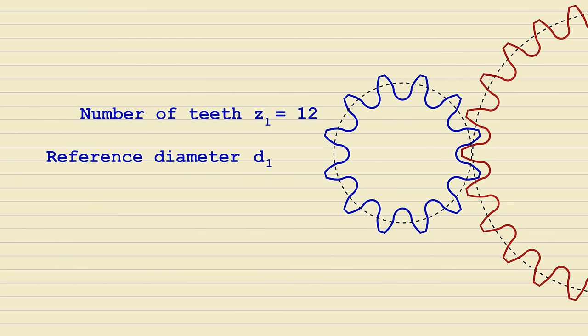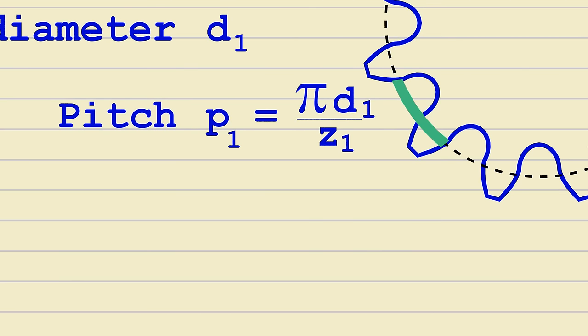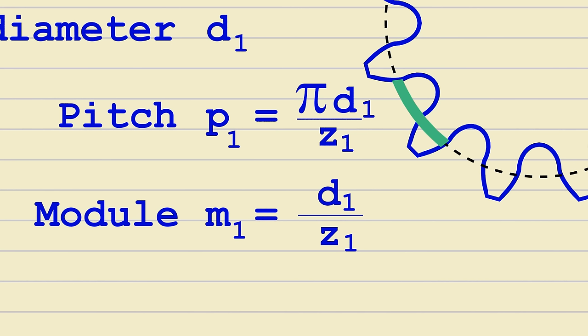An important gear measurement, called pitch, is the circular distance between two adjacent teeth as measured along the reference circle. Pitch is simply the circumference of the reference circle divided by the number of teeth. A more common gear measurement is called module, which is pitch divided by pi, or, in other words, the reference diameter divided by the number of teeth. Module is more convenient than pitch, because it is usually a rational number.